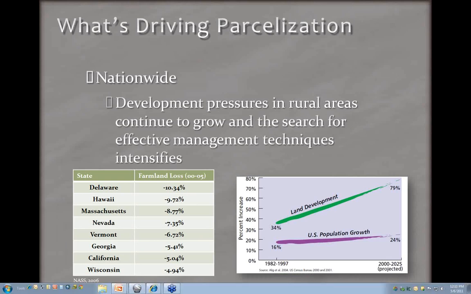So what's driving parcelization? We're finding nationwide that development pressure in rural areas continues to grow. Historically, if you think way back, rural populations outnumbered urban areas. In fact, most people lived in rural areas up until the early 20th century. Due to mechanization and the industrial age, there was less need for people to be subsisting in rural areas, and there was a large exodus of rural populations, and they moved to the cities.